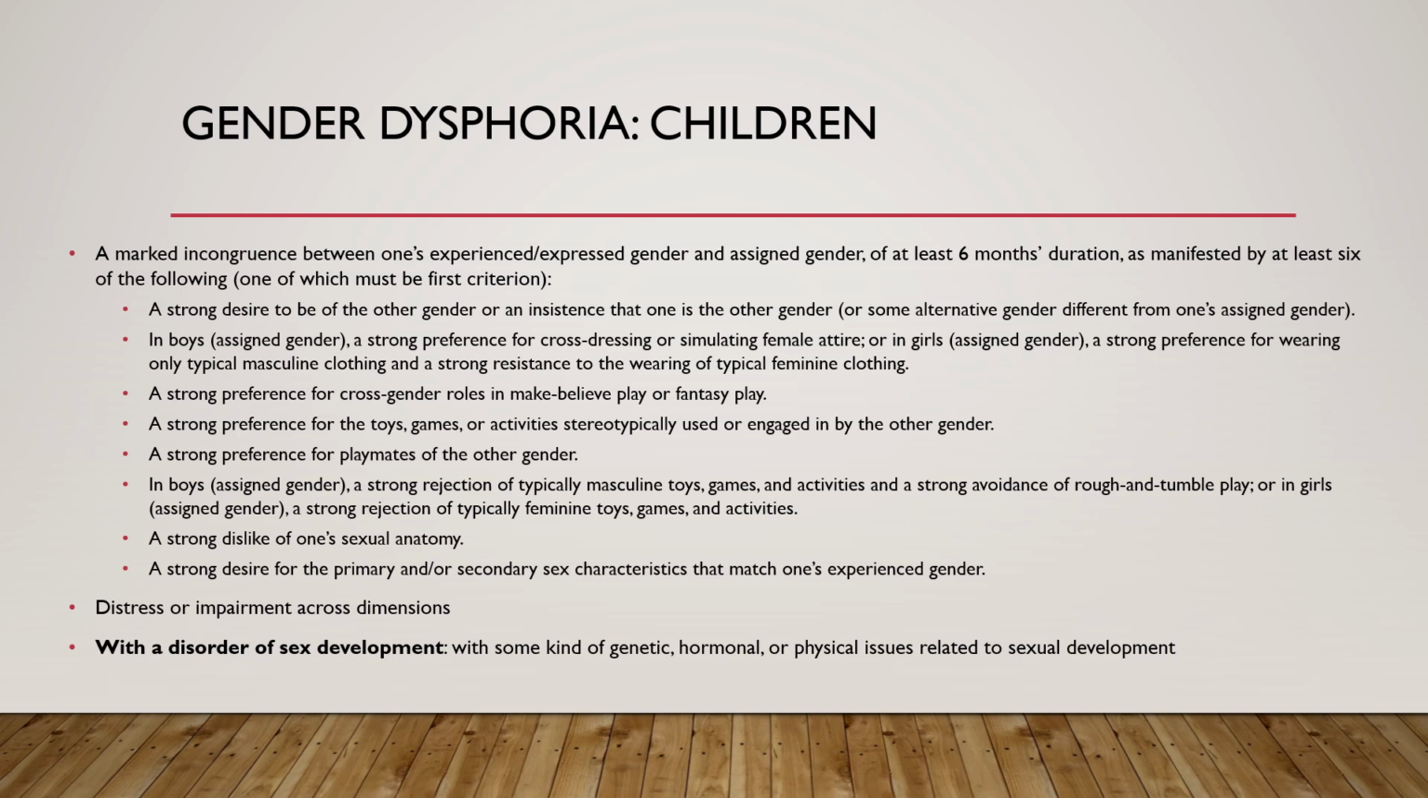And you'll see in here, there are some really interesting cultural contexts that can be taken into consideration with the diagnostic criteria for children. They're very heavily based on gender roles and Western views of the world. So looking at things like a strong desire to be of the other gender or insistence that one is the other gender, okay, this makes sense. For boys, strong preference for cross-dressing or simulating female attire, and for girls, the opposite, wearing more masculine clothing. Clearly very gender role connected.